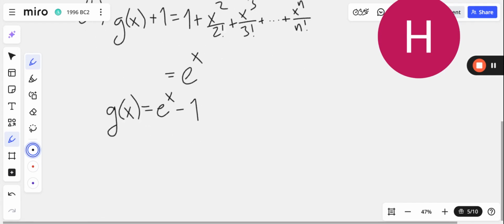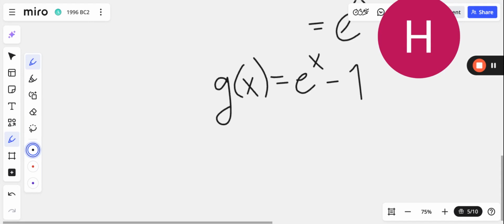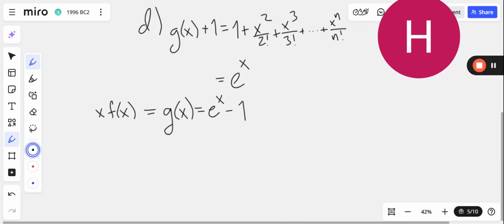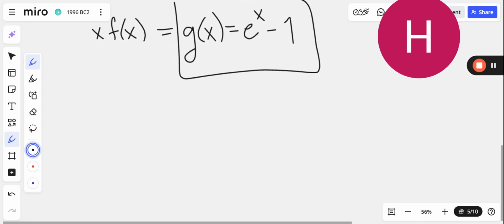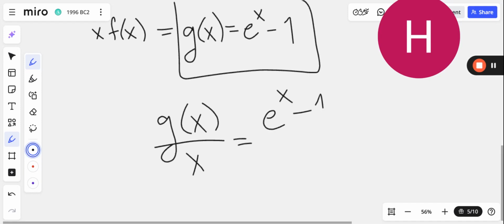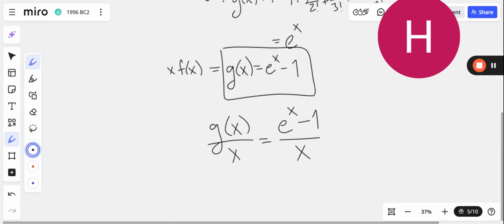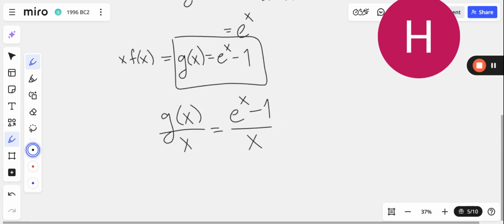So what does that mean about f of x, though? Because g of x is equal to x f of x. So this would be like putting it in terms of a familiar function. But from there, if we want to find f of x, that's going to be g of x over x, obviously. So that's going to be e to the x minus 1 over x. But it needs to converge and work for every single number. So obviously we have to be careful here.